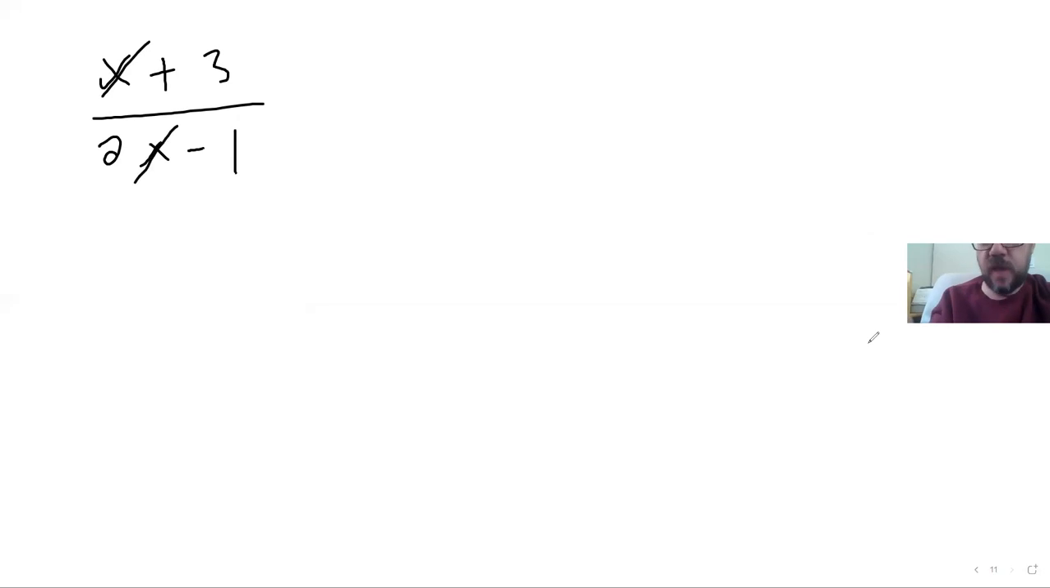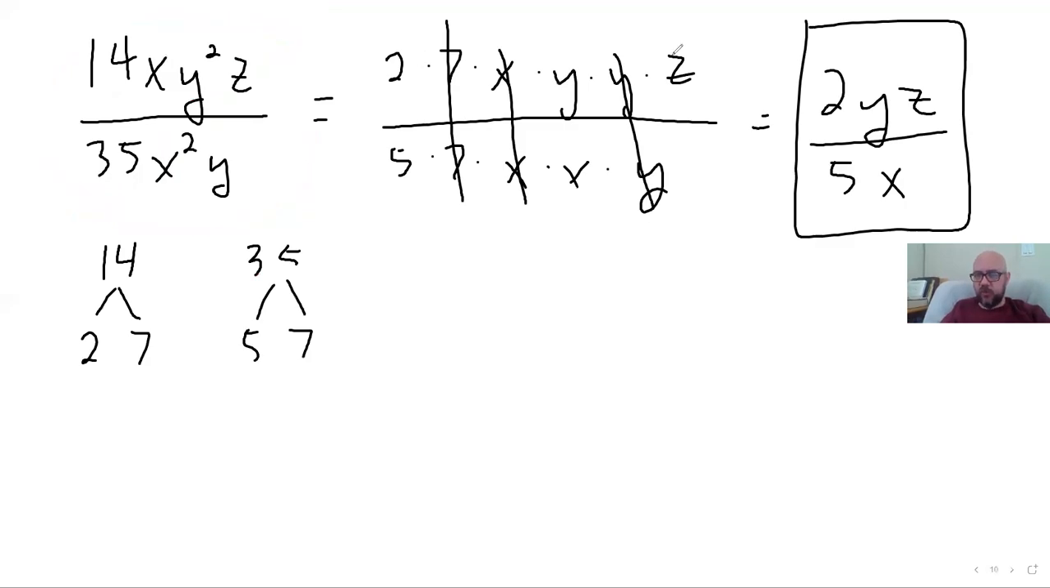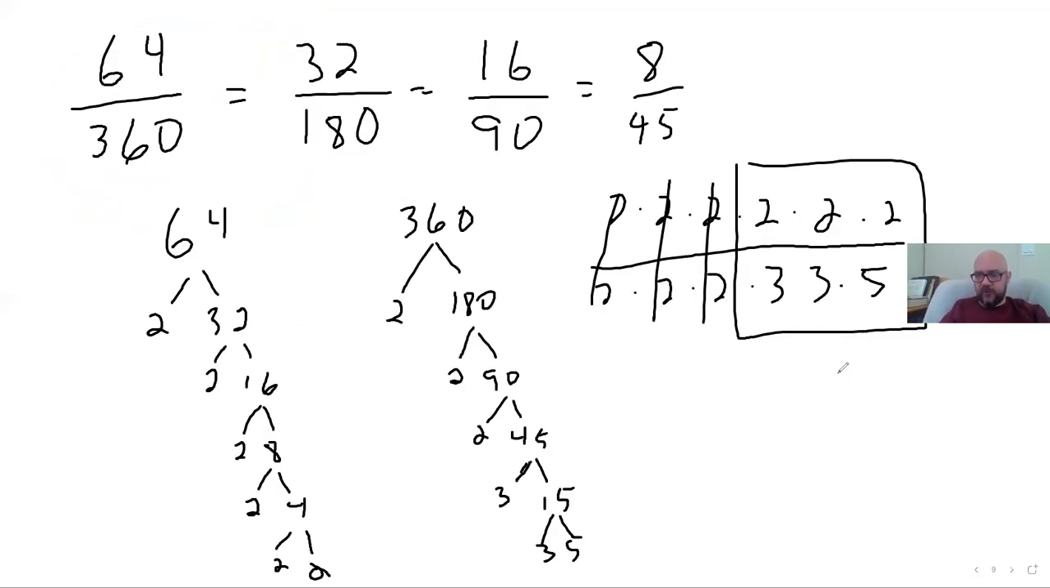If we had like x plus 3 over 2x minus 1, what people will often do is try and cancel the x's. Do not do that. That does not work. And the reason that does not work is that there's still addition and subtraction up there. So you can cancel multiplication with division. Notice over here, everything is multiplied, and then I can cancel stuff. Same thing on the previous page. Everything is multiplied, and so I can cancel.